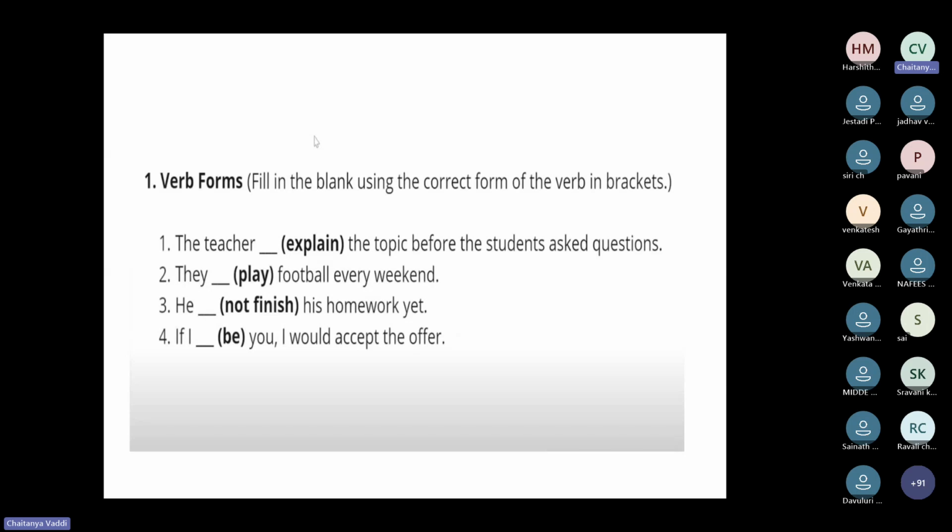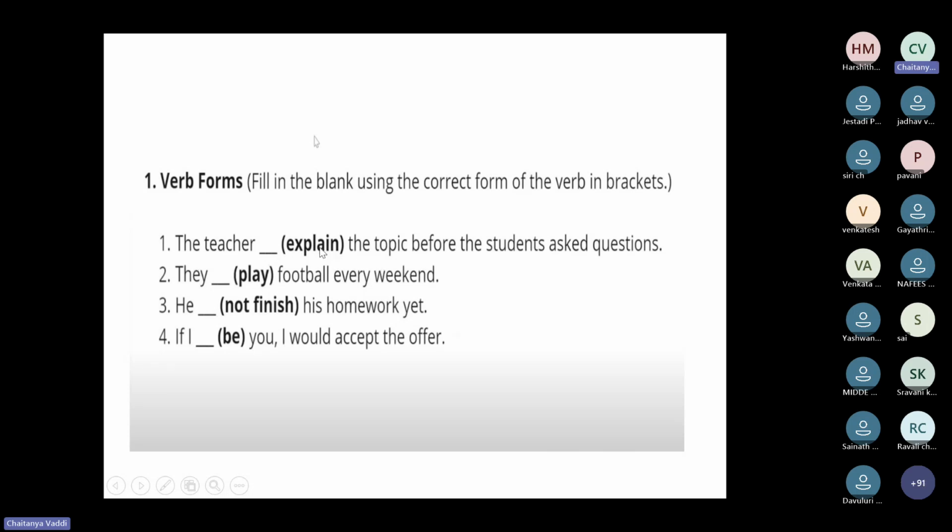But if you see the complete sentence, here we have two sentences. What are those? The students asked questions. This is one sentence. The teacher explained the topic. This is one more sentence. When there are two sentences here, it is basically past perfect. So when two actions happened, the first action will be said in past perfect.